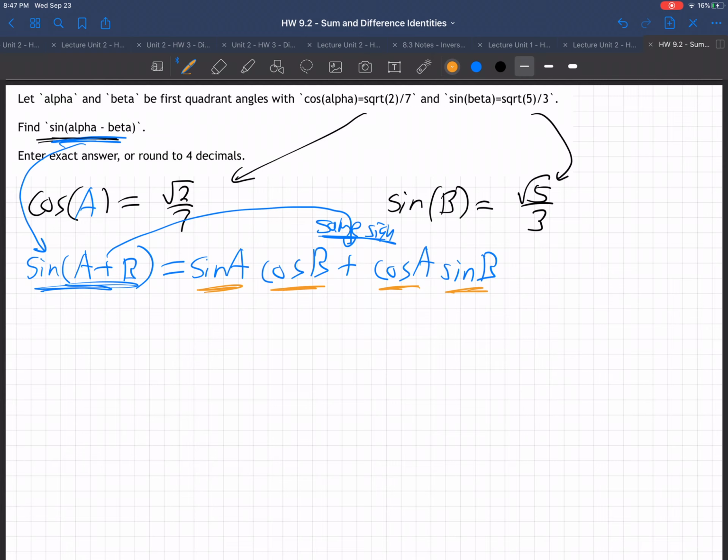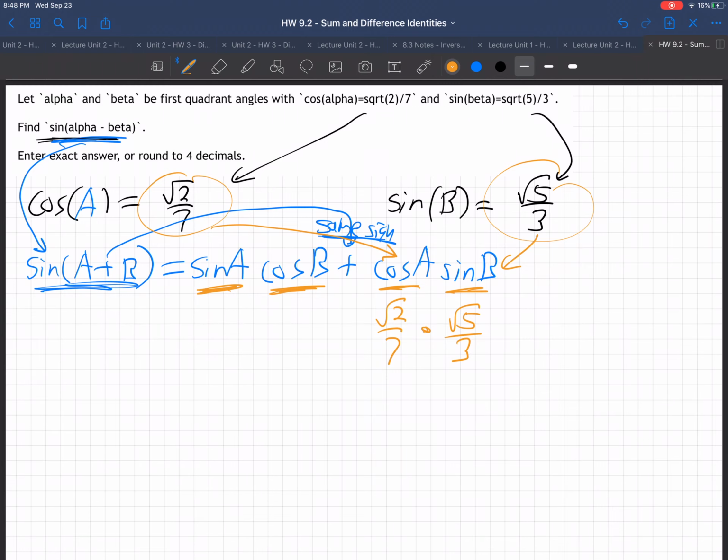We've already got cosine of A right there. That's root 2 over 7. We've already got sine of B right there. That's root 5 over 3. But what we don't have is sine of A and cosine of B. If we can get those two, then we can put this thing together and finish the problem.